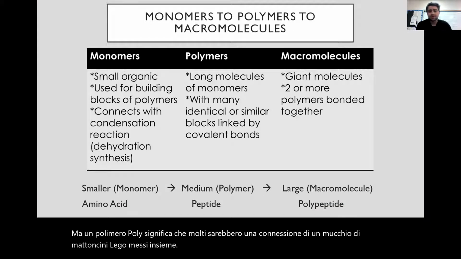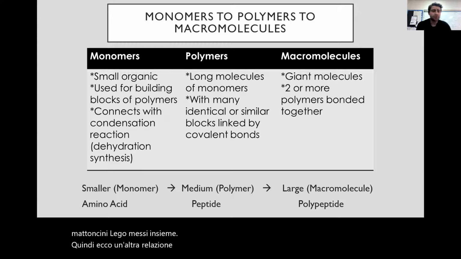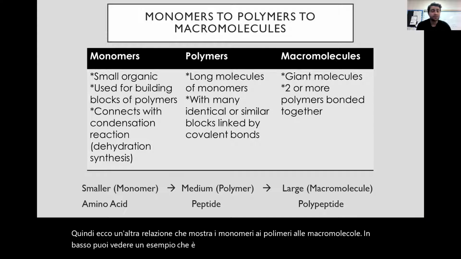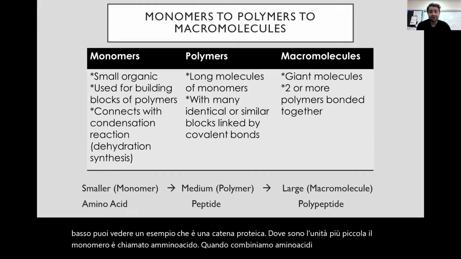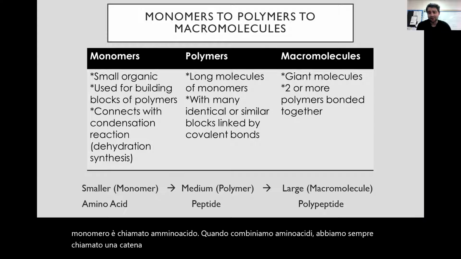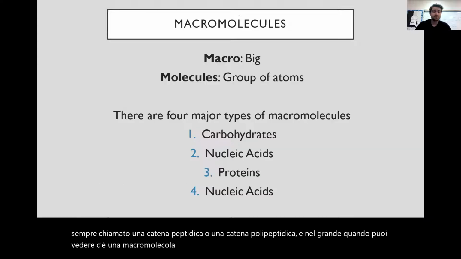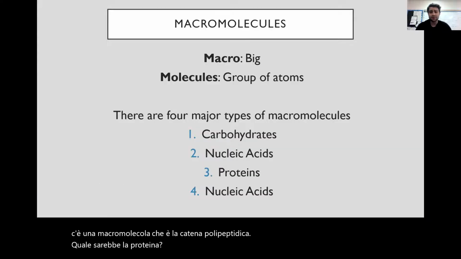So here's another relationship showing monomers to polymers to macromolecules. At the bottom, you can see an example that's a protein chain, where the smallest unit, the monomer, is called an amino acid. When we combine amino acids, we have what's called a peptide chain or a polypeptide chain. And in a large way, you can see there's a macromolecule, which is the polypeptide chain, which would be the protein. Okay, macromolecules, macro simply means big, molecule, group of atoms, so it's a big molecule.